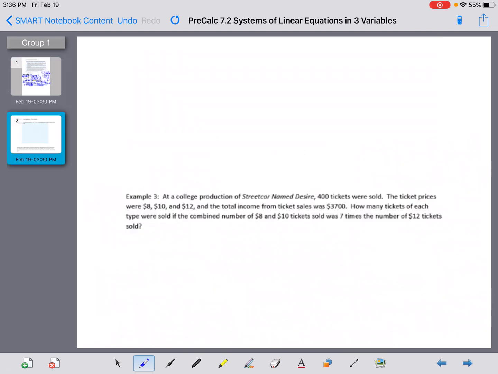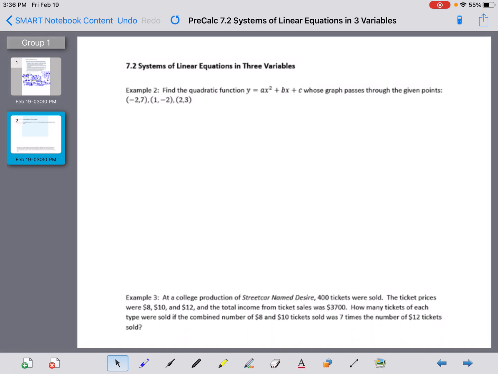All right, number 2, example 2. Find the quadratic function y equals ax squared plus bx plus c whose graph passes through the given points. All right, something different here, but this is something I go over and over in PreCalc, because to be able to take points from a graph and write the equation for the function is a big deal. So I may do this to you a lot at different times. So it's important to know how to turn these points into a system of equations.